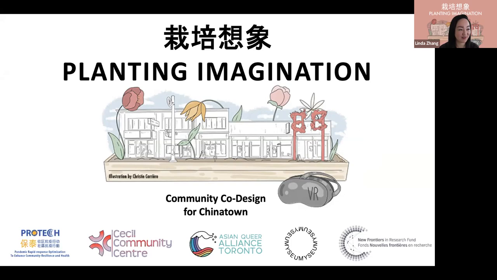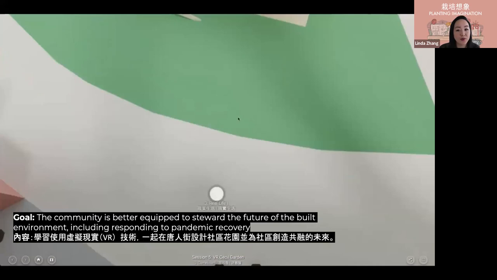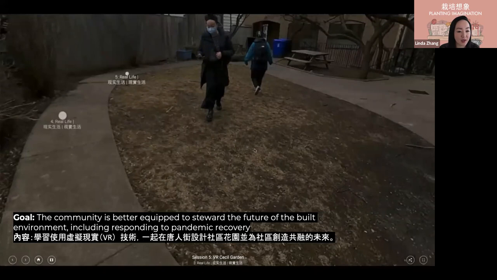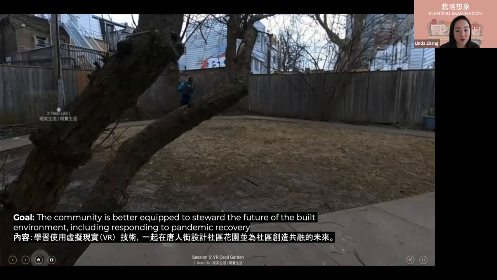So this project seeks to leverage extended reality technology, including collective and shared virtual reality and augmented reality, as a means to make the design process more accessible to community members, with the ultimate goal to foster community control and stewardship as a pathway to community resilience in Chinatown.